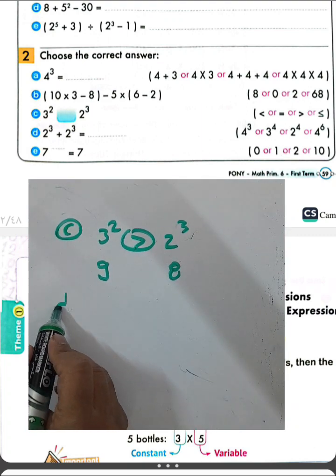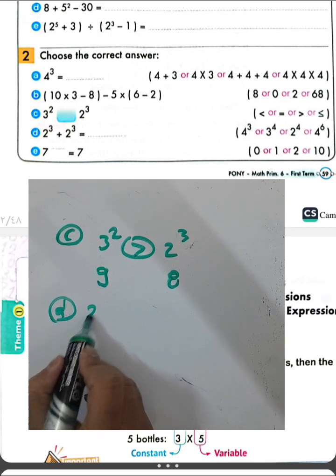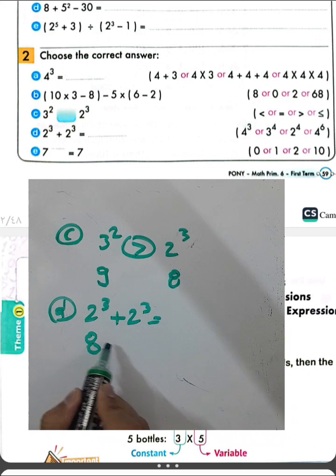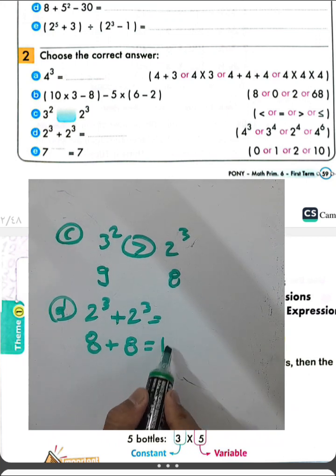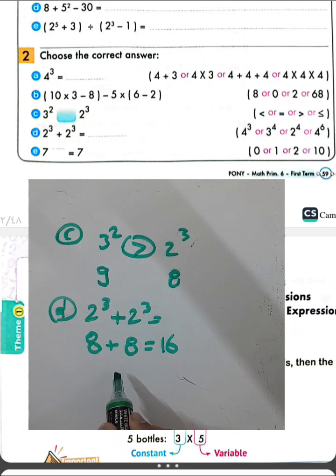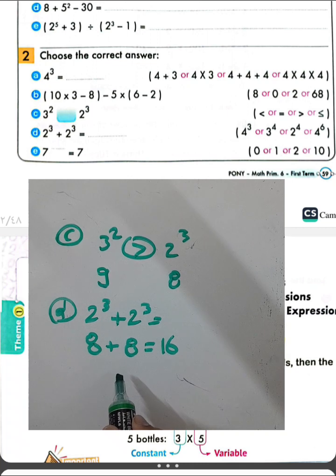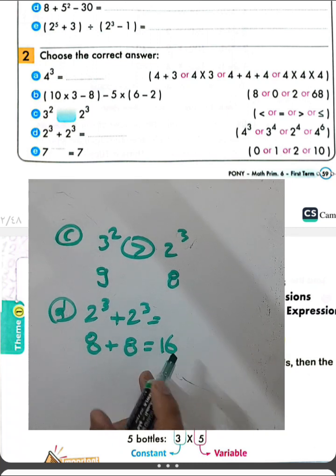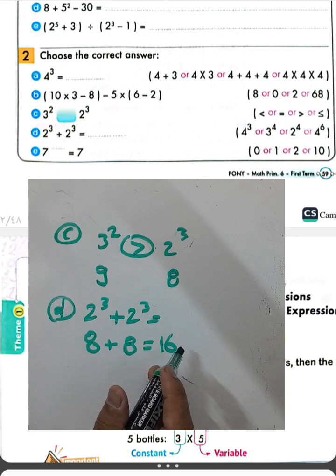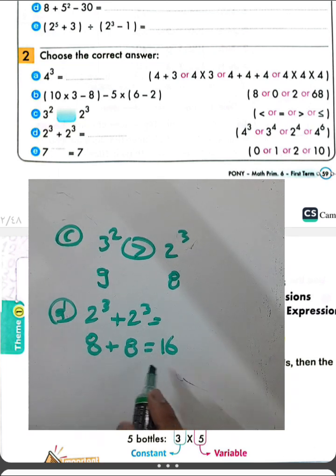Letter D: 2 power 3 plus 2 power 3. 2 power 3 will be 8, and 8 plus 8 will be 16. Okay, letter D. Understood the result? Here 16 will be 2 power 4. You must choose 2 power 4.